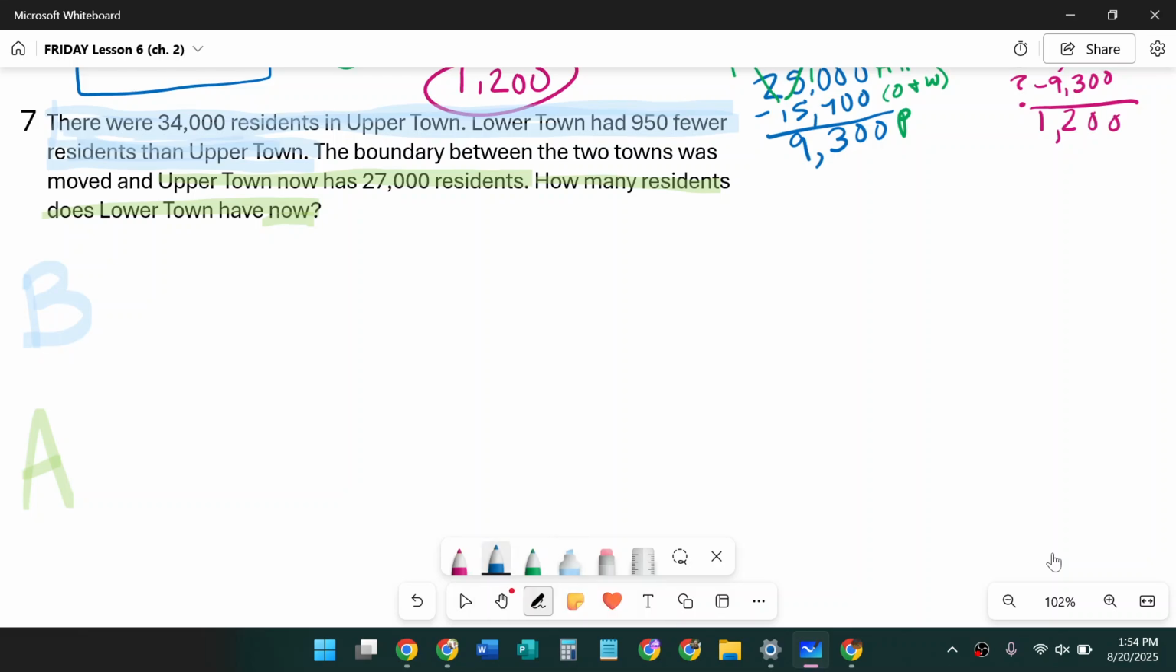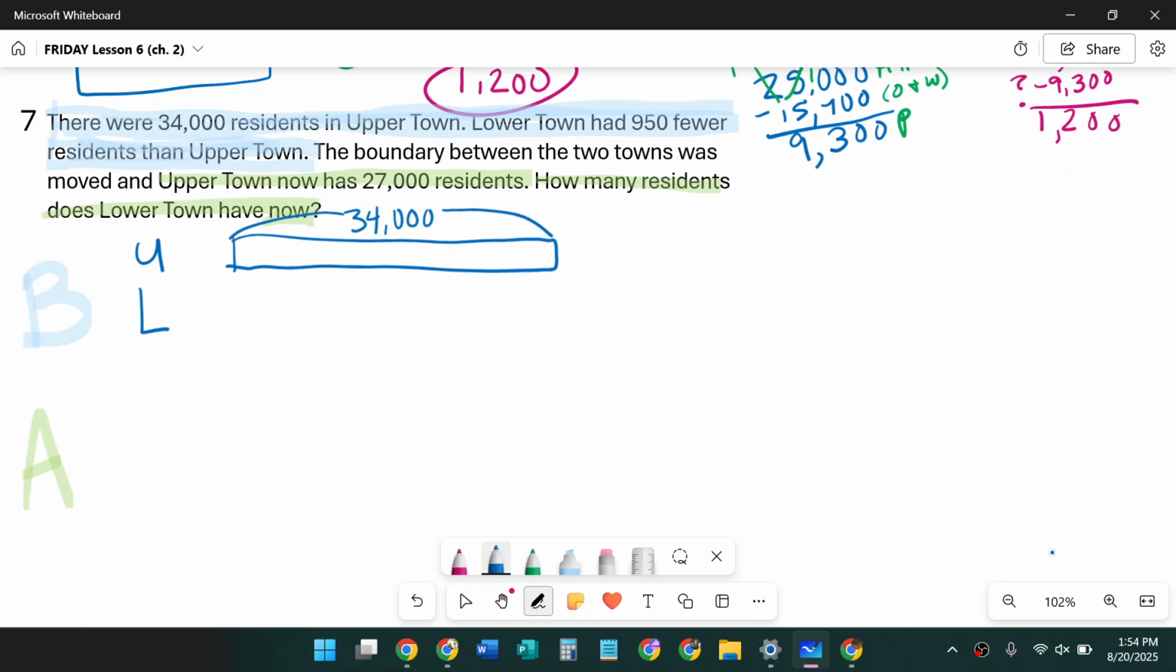Okay, so let's do what we know. So upper and lower. Let's see what we know. So there were 34,000 residents in Upper Town. So let's go ahead and label that. So 34,000. That's our Upper Town. Lower Town, and I got that from right here. Lower Town had 950 fewer residents than Upper Town.